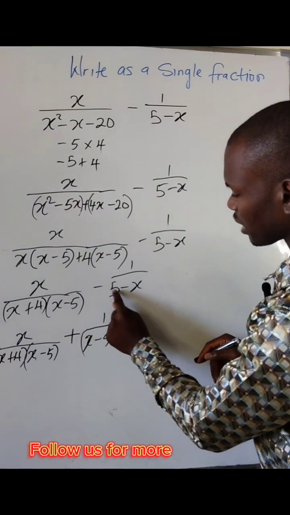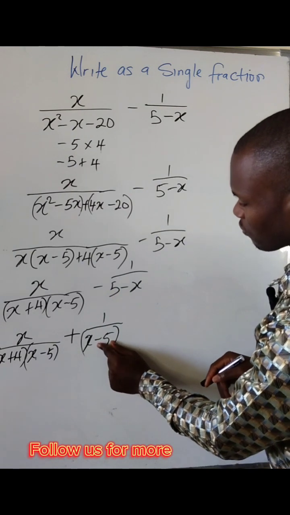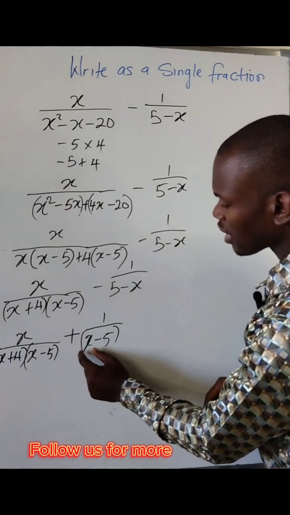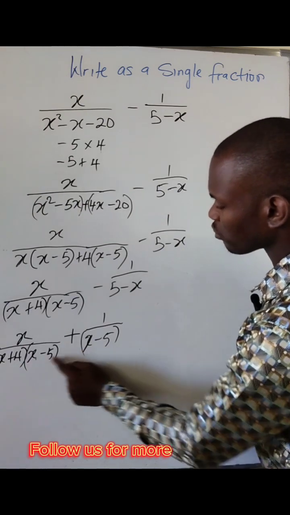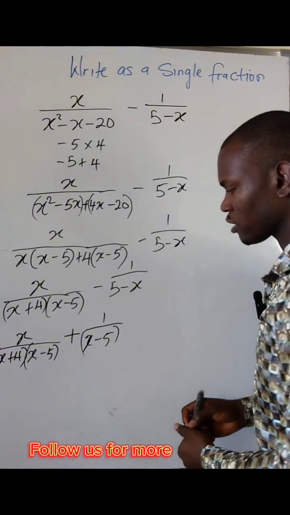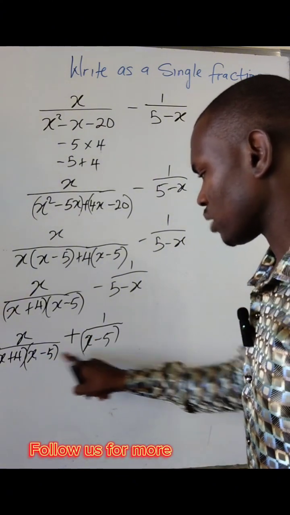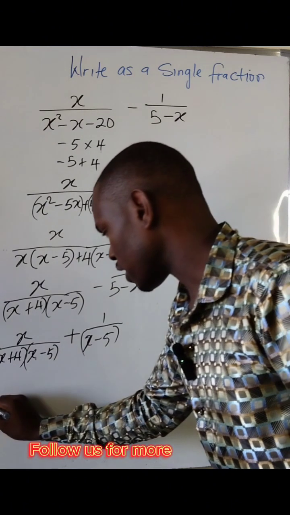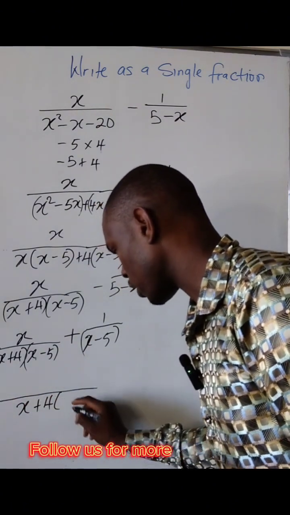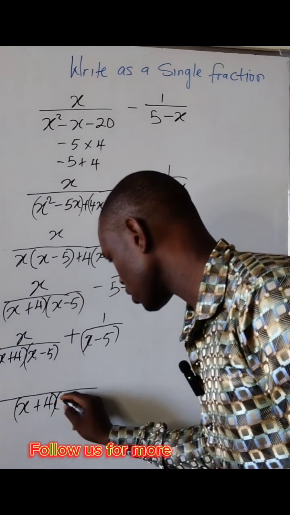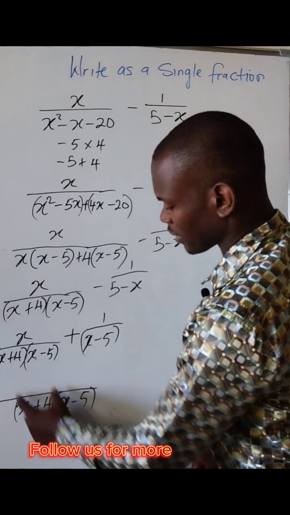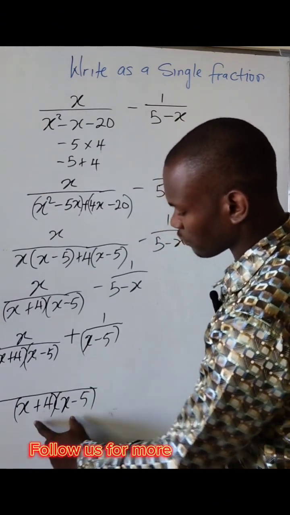This negative multiplying 5 will give me negative 5. Negative multiplying negative x will give me a positive x. I've done this so that this and this will appear similar. So at this point, we can simplify further. We use our LCM to add the two fractions. Then the LCM has to be x plus 4 and x minus 5. This is our LCM since this can divide here and this one can also divide here.